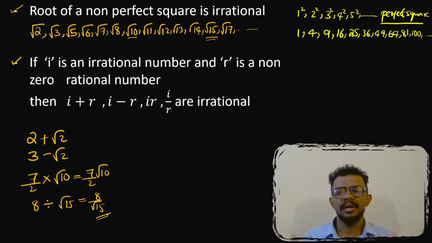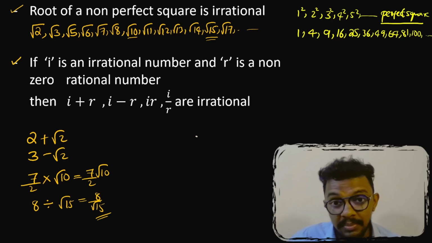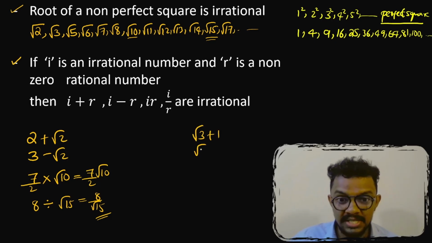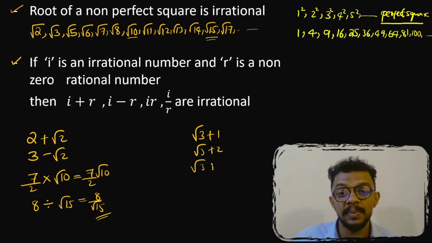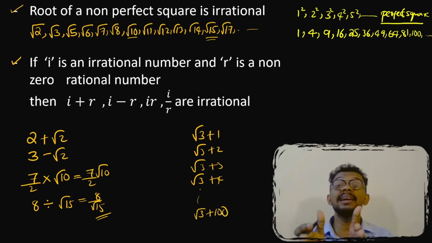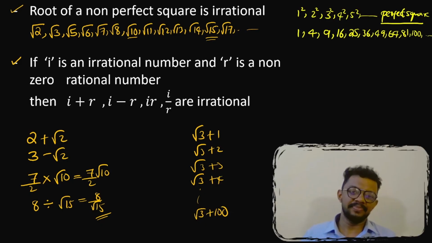Okay, someone is asking, write 100 irrational numbers fast, or say 100 irrational numbers fast. What strategy will I use? Simple. I need 100 irrational numbers, right? I know root 3 is irrational. So root 3 plus 1 is irrational, root 3 plus 2 is irrational, root 3 plus 3 is irrational, root 3 plus 4 is irrational, and going on, root 3 plus 100 is irrational. I got 100 irrational numbers. So I can find infinitely many irrational numbers like this.